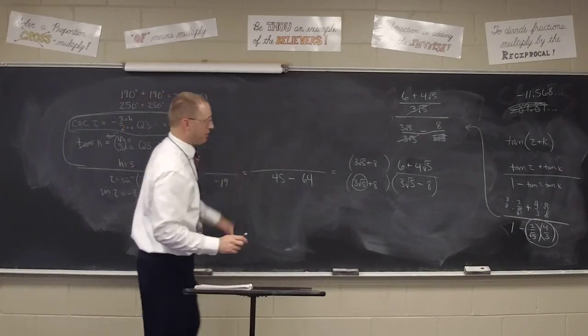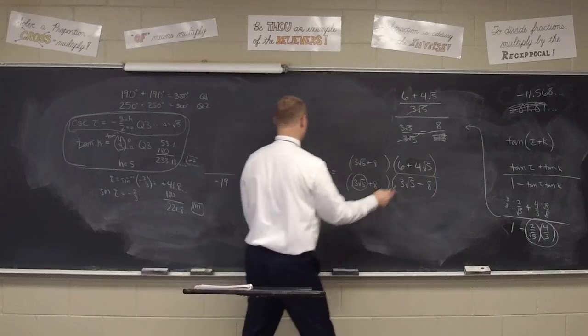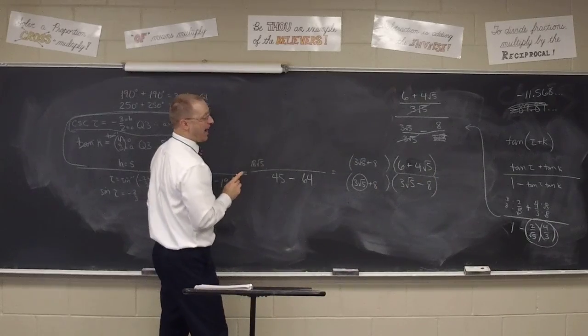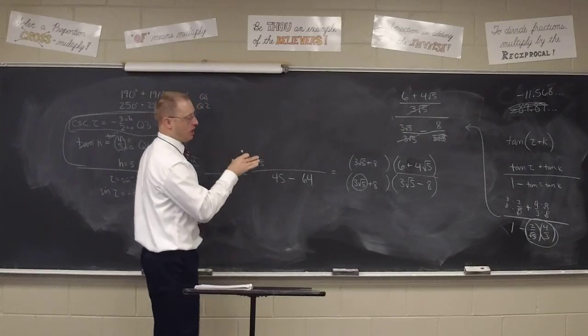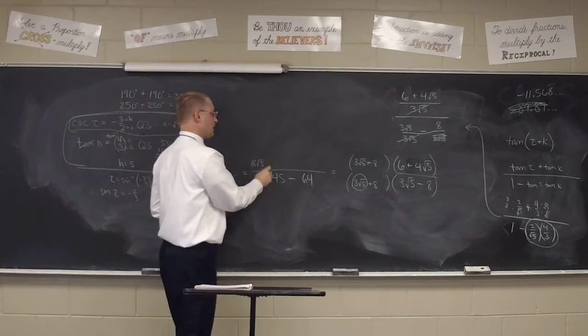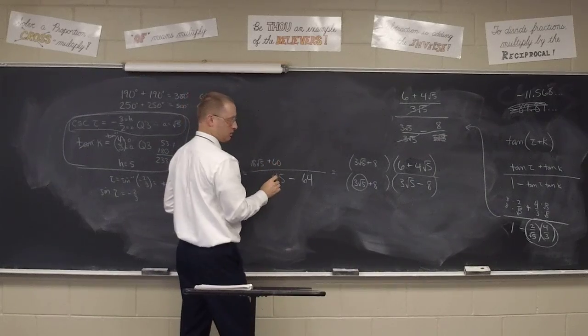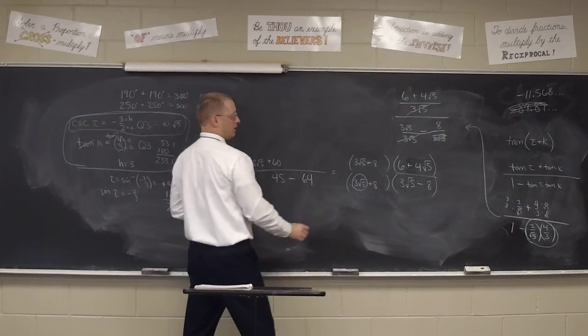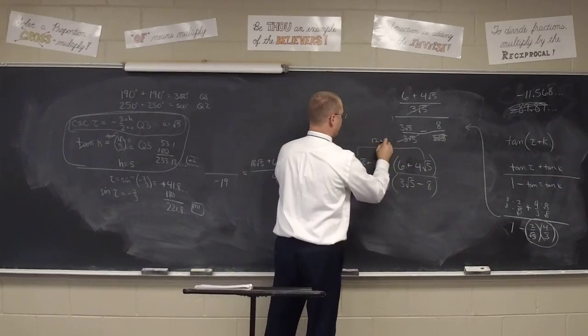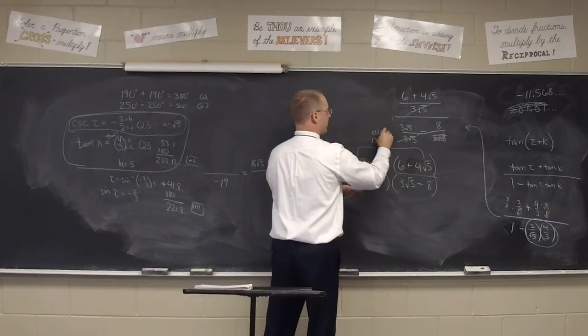In the top, I'm going to have to FOIL. What am I going to multiply first? 18 square root of 5. Outer: 12 times square root of 25. 3 times 4 is 12, and square root of 5 times square root of 5 is square root of 25, so that's 12 times 5, which is 60.